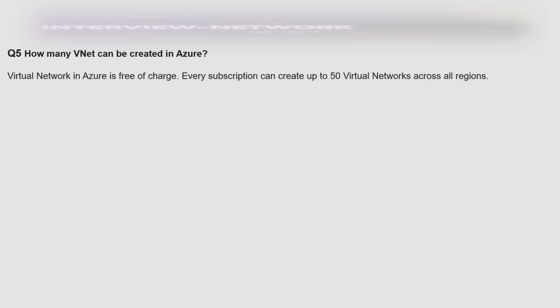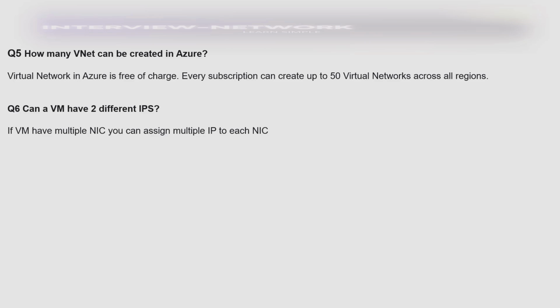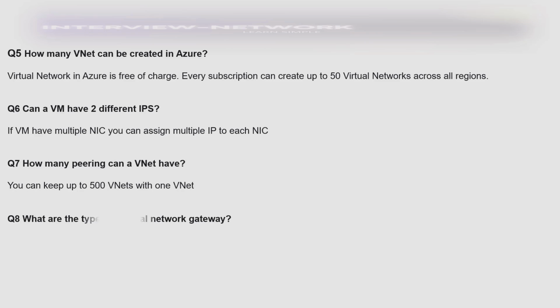How many VNets can be created in Azure? Virtual network in Azure is free of charge. Every subscription can create up to 50 virtual networks across all regions. Can a VM have two different IPs? If a VM has multiple NICs, you can assign multiple IPs to each NIC. How many peerings can a VNet have? You can peer up to 500 VNets with one VNet.